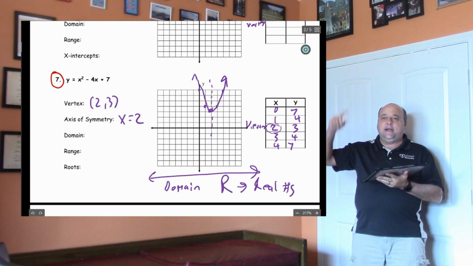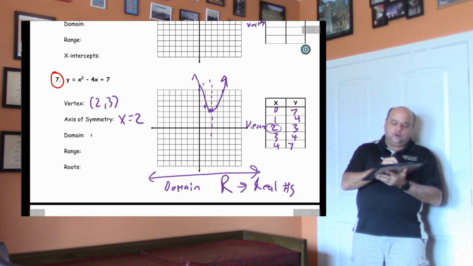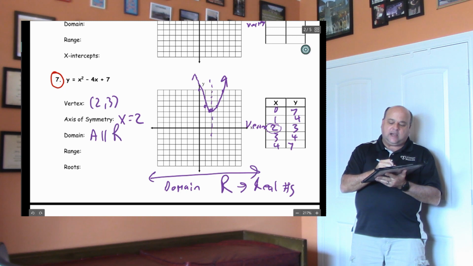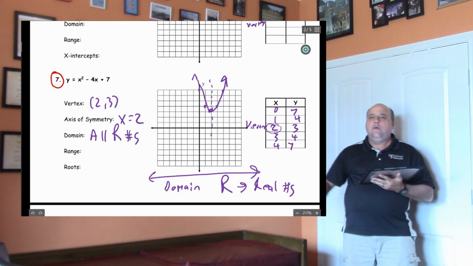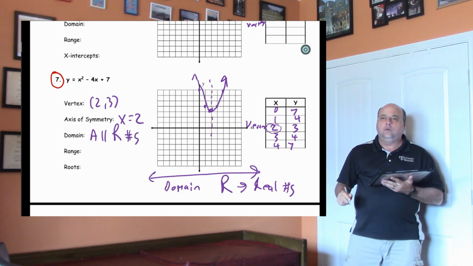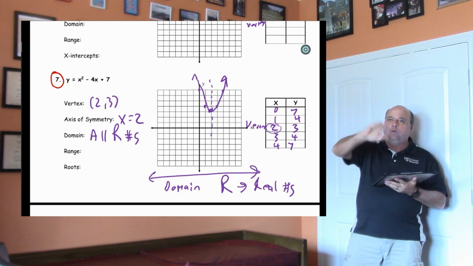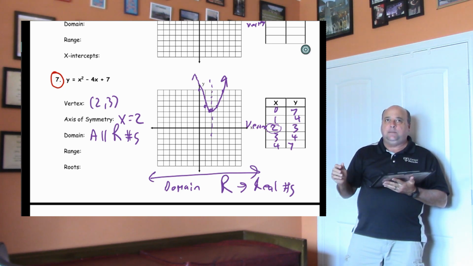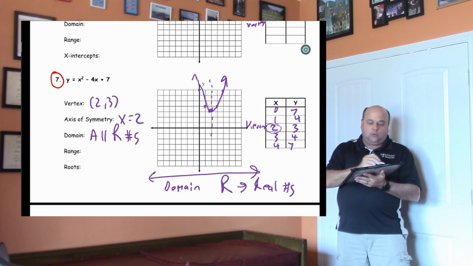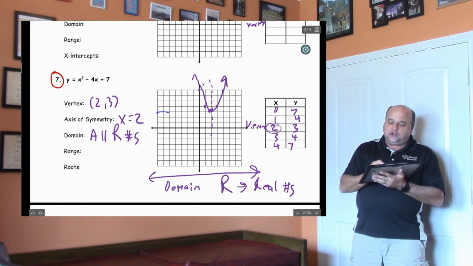So for the domain, on a graph like this, your domain will always be all capital R, all real numbers, on a graph. In a real life problem, it's probably going to be limited. Now your range is your y's.